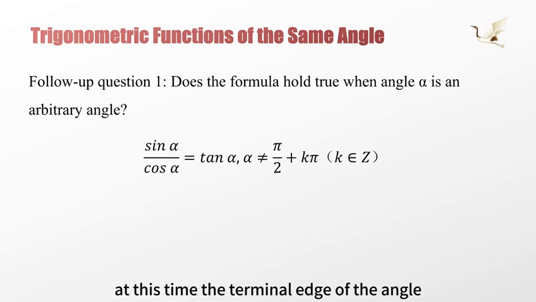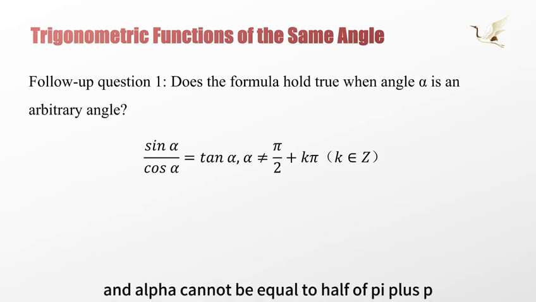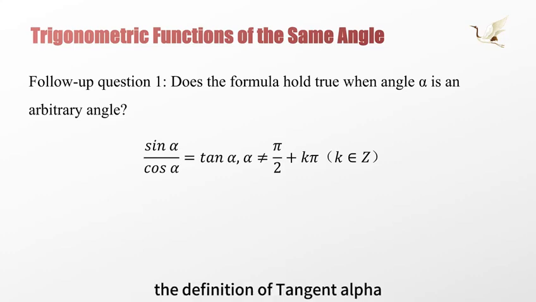At this time, the terminal edge of the angle alpha cannot coincide with the y-axis, and alpha cannot be equal to π/2 plus kπ. Also, by the definition of tangent alpha on the right side of the equal sign, alpha cannot be equal to π/2 plus kπ. So in this formula, alpha cannot be equal to π/2 plus kπ, where k belongs to Z. Please understand this.